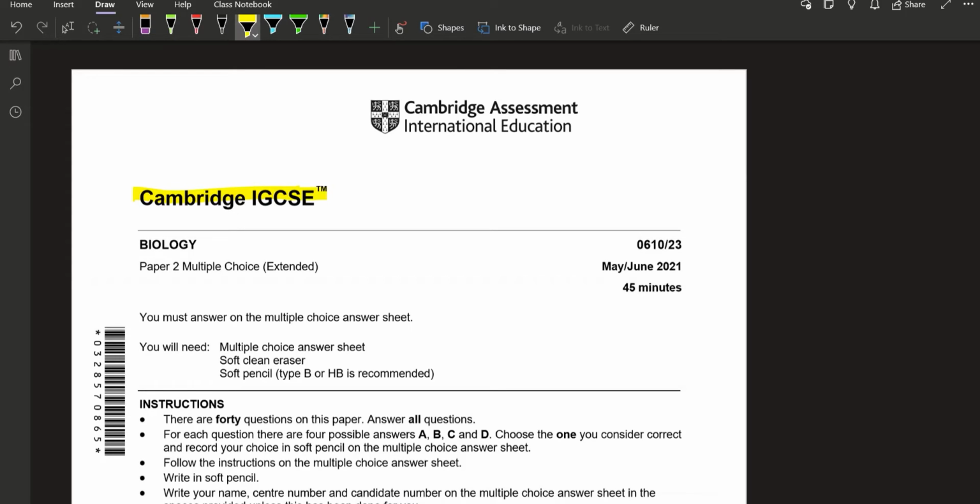Cambridge IGCSE Biology 061023 May-June 2021.